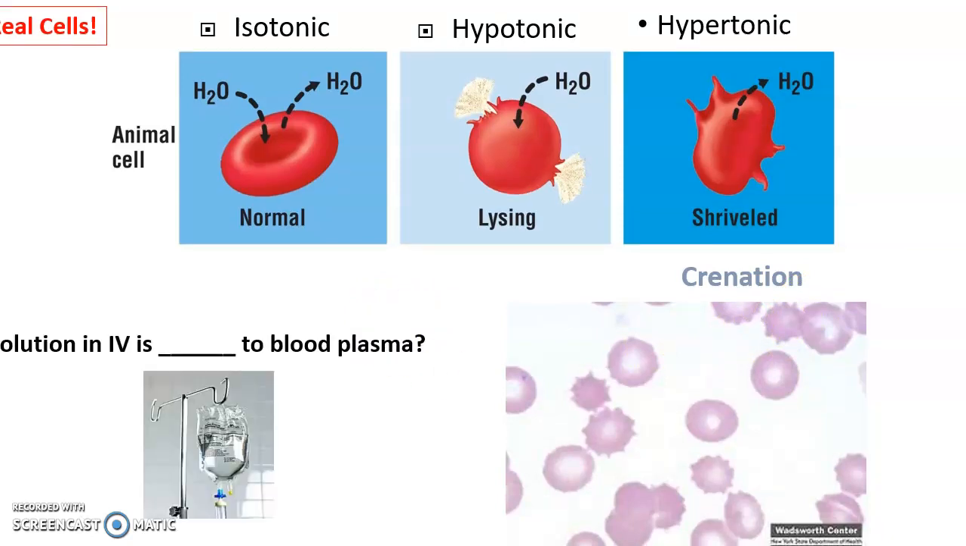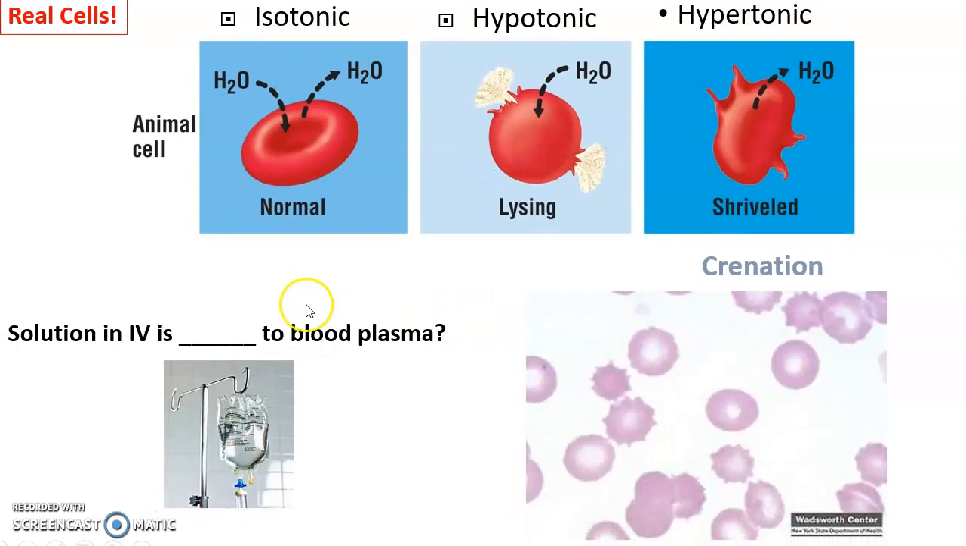All right, so the solution in an IV bag that gets injected directly into someone's bloodstream is blank to blood plasma in the person's bloodstream. So what is it? Isotonic, hypotonic, or hypertonic? Well, I hope you said isotonic. That's what we want. We want the concentration of the IV solution to match the concentration of the blood plasma so that the red blood cells remain in a lovely isotonic environment.